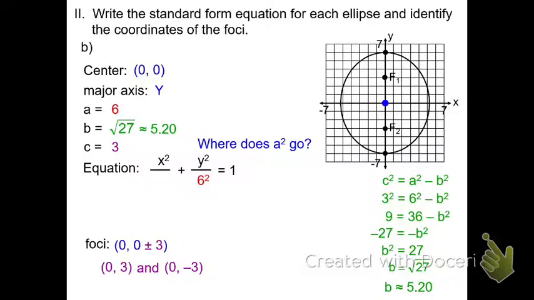In this case, 6 squared. What do we put underneath the x? Well, it should be b squared, which is going to be root 27 squared. Don't panic, because that's just going to become 27. We get x squared over 27 plus y squared over 36 equals 1. It's actually kind of easier having that radical because the square and the square root just cancel.